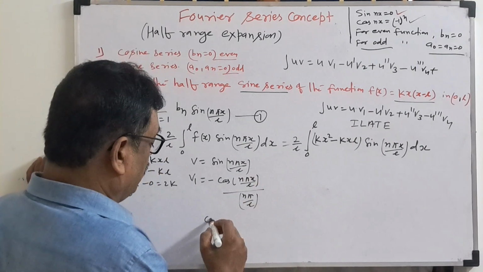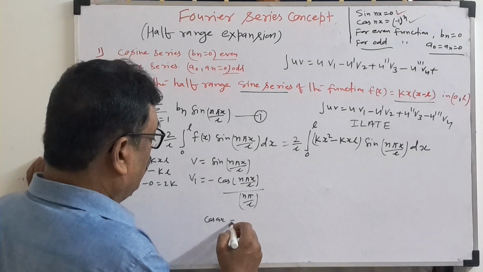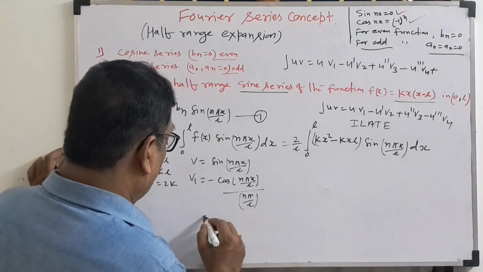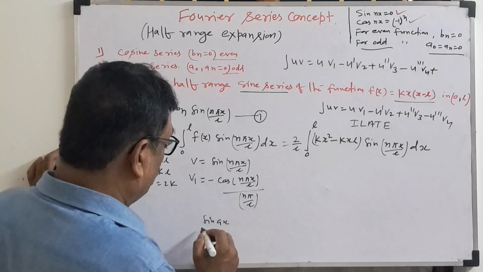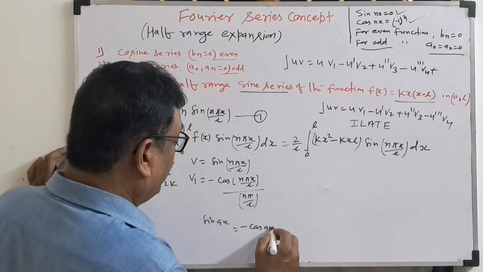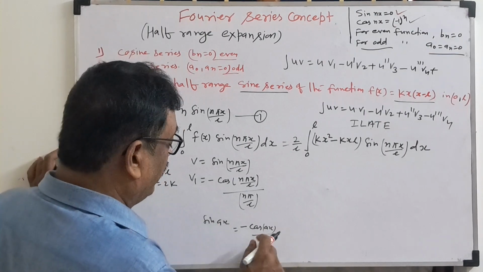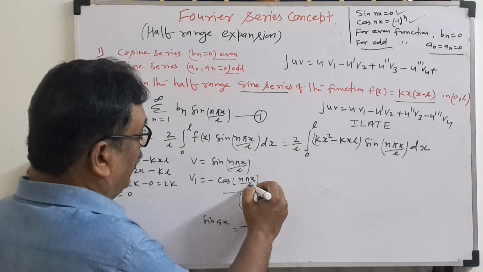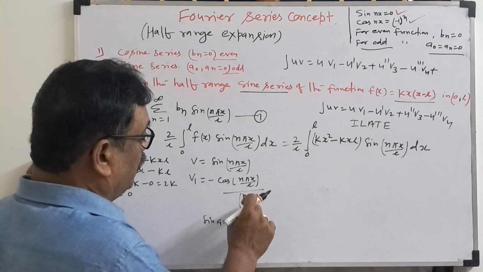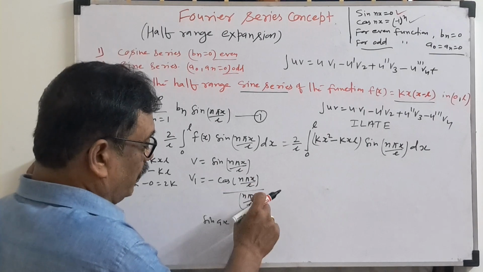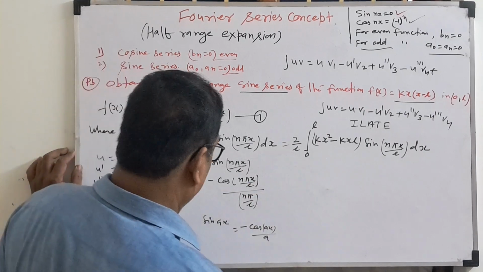Suppose sine ax, what is the integration of this? Minus cos ax, then differentiation of ax, a. Here what is the angle? N pi x by L. So differentiation of this with respect to x is n pi by L into 1 for x. This is the basic concept here.